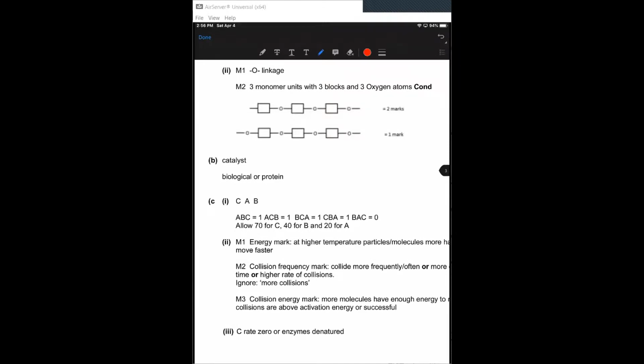B part, it says starch hydrolysis to glucose in the presence of enzyme. What is meant by the term enzyme? Enzymes are biological catalysts that speed up a chemical reaction, or if you mention biological catalyst, that will be fine. I think you will have some information from biology.